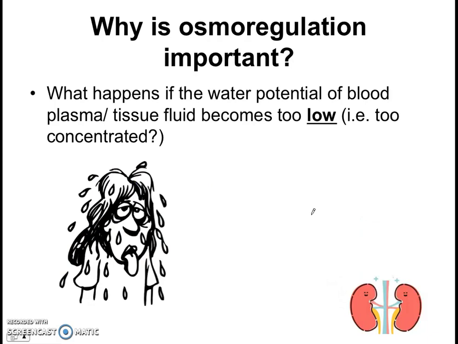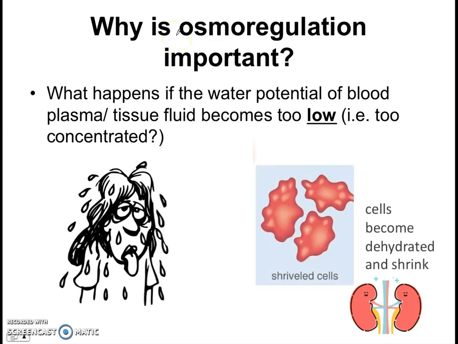On the flip side, what happens if the water potential of your blood plasma and tissue fluid is too low? Let's say you've gone for a really tiring exercise, you sweated out lots of water, and now there's less water in your blood plasma. So the water potential has dropped. What might happen to your cells? Hopefully you can remember from the topic of osmosis that your cells will become dehydrated and shrink, and in the case of red blood cells, we say that they will crenate.